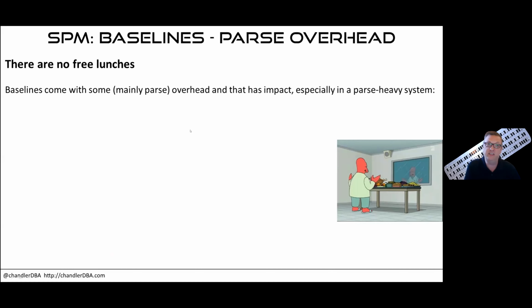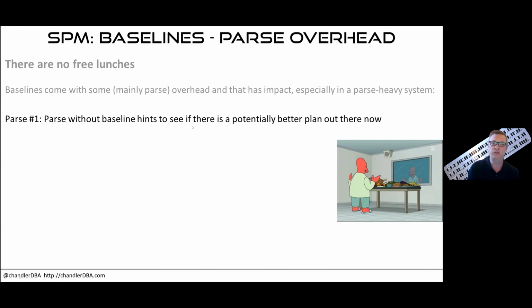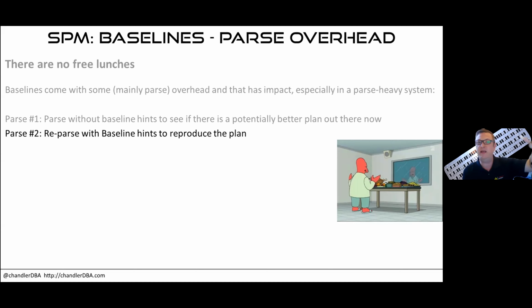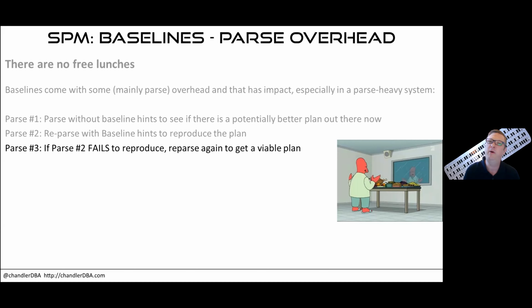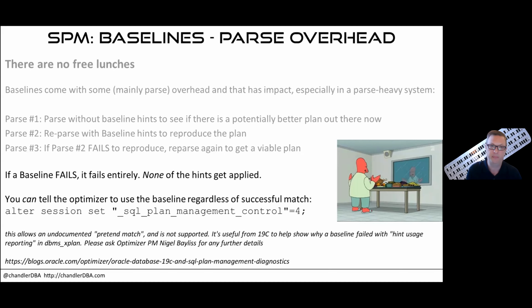If you've got parse-heavy systems, there is a parse overhead, because it does a parse without a baseline to see if there's a potentially better plan out there. Then it does a parse with the baseline hints to reproduce your plan. It may then do another parse, a reparse, if the baseline hints fail, which will get you a viable plan. So sometimes you might have a non-trivial parse overhead using baselines. If you've got a parse-heavy system, that is worth considering.